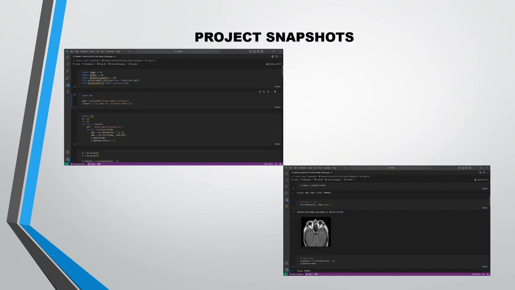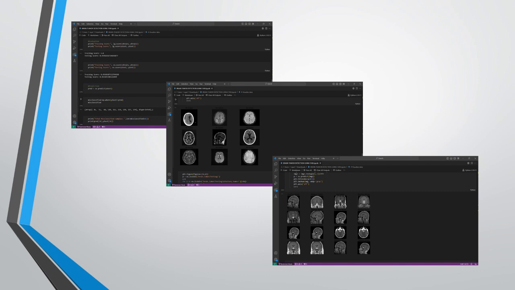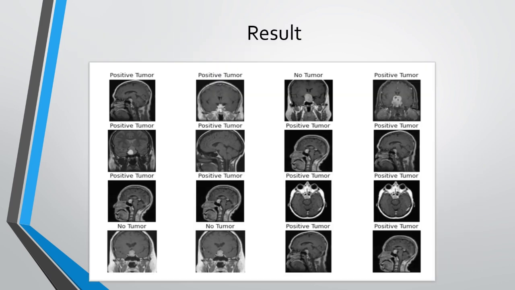And these are the snapshots which I took while doing my project, how I started and how I ended it. And this is the final result of the brain tumor: the image which contains the tumor is a positive tumor, and the one which doesn't contain the tumor is no tumor.